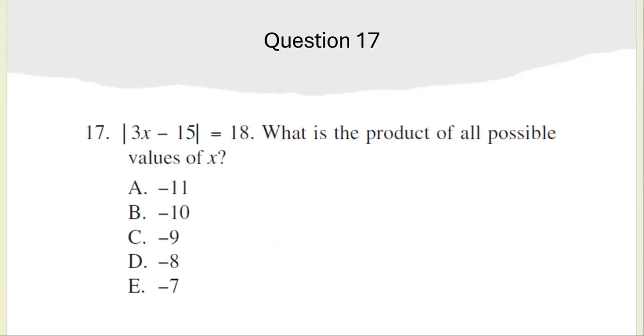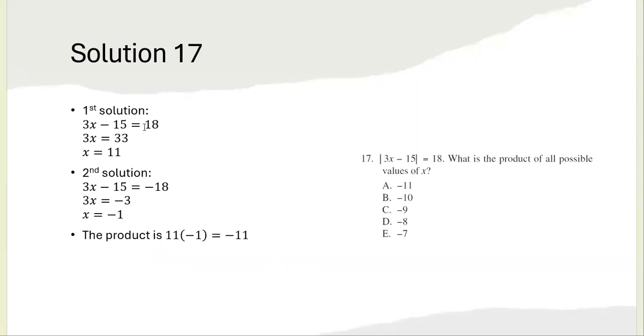Here's the absolute value equation. What is the product of all possible values of x? So how do we solve absolute value equations? You just take directly the absolute value equals 18. So 3x minus 15 equals 18. And the second solution is 3x minus 15 is -18. So one positive, one negative, okay? Because you don't know when you take the absolute value, you always get positive. So it could have been negative 18 on the inside of the absolute value. So that's why we have the second possible solution, okay? Solve for x in both cases. You get x is 11 in this case, x is negative 1 in this case. Take the product, -11, choice A.